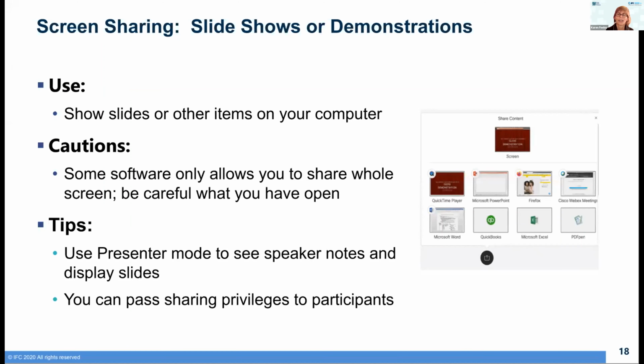Now, another big issue that happens with slides is, what do you do with your notes? And there's a lot of options for that. My favorite, though, is that in some web conferencing software, you can use the presenter mode so that you can see the speaker's notes while the audience sees only your slides. And I'm going to show you now what I mean.